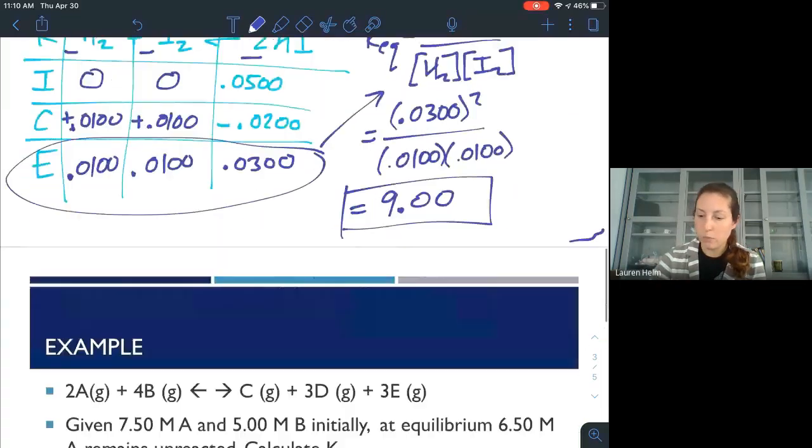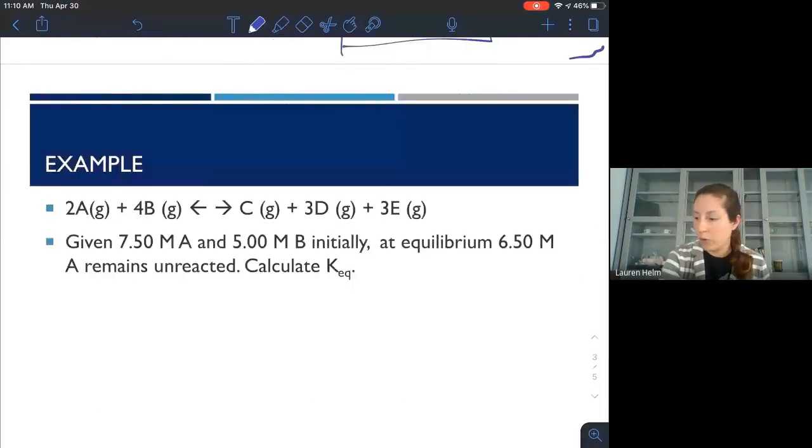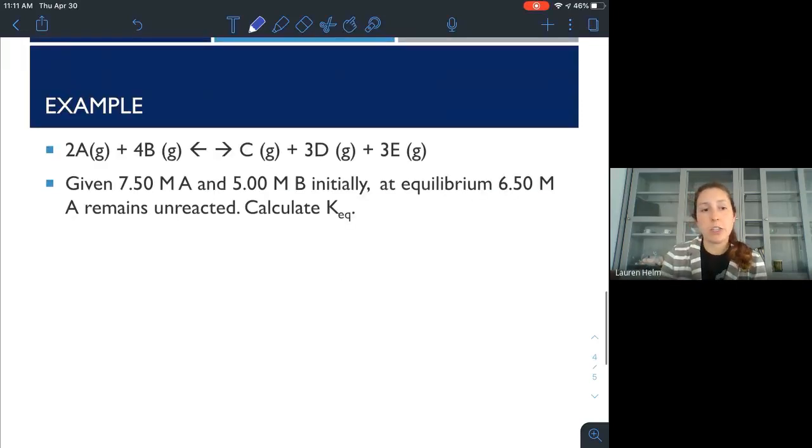Let's do one more example. If you want to practice one more example, go ahead and pause the video and try this one. This is a lot like the previous ones we've done. I'm going to go through this one really quickly because I want to get to my last example, which is a little different than the ones we've done up to here. So let me go ahead and go through what we're doing here.